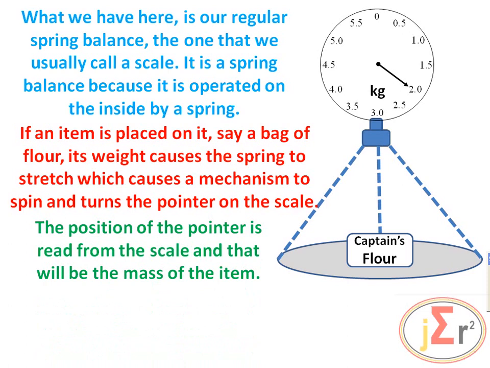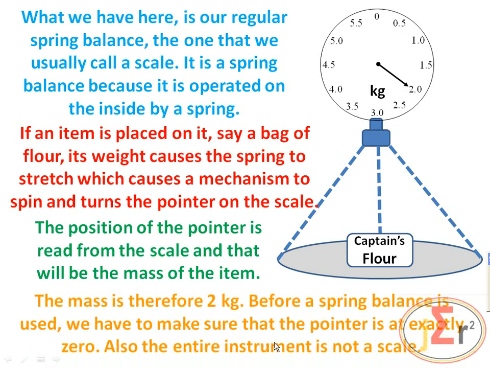The position of the pointer is read from the scale, and that will be the mass of the item. Yes, it is read from the scale. It is read from this portion of the instrument which contains the scale. The entire instrument is called a spring balance. Right. So we put the flour on the pan and we take note of where the hand settles, and that is the mass of our flour. The mass is therefore 2 kilograms.